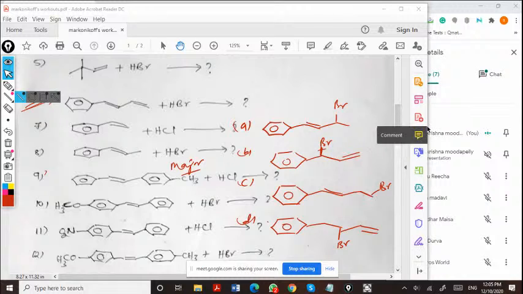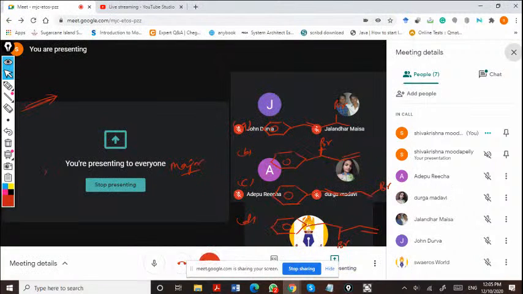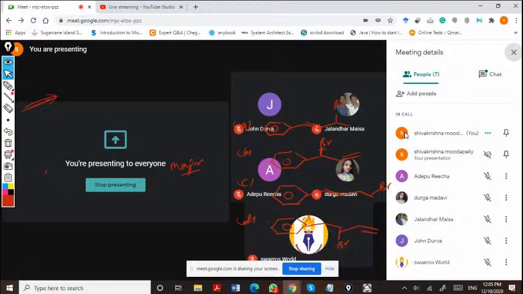So here I can see 7 students. Isha, Durga, Jalandhar, Diva, and some more.